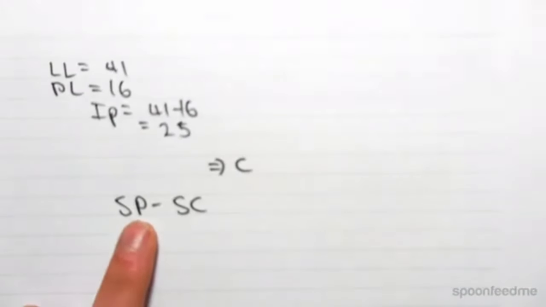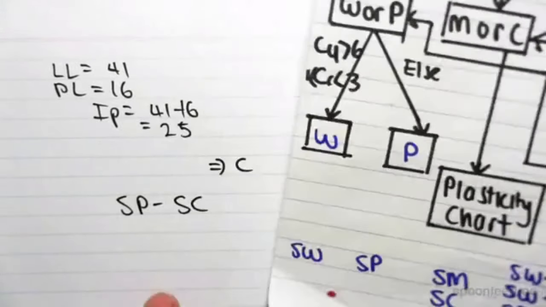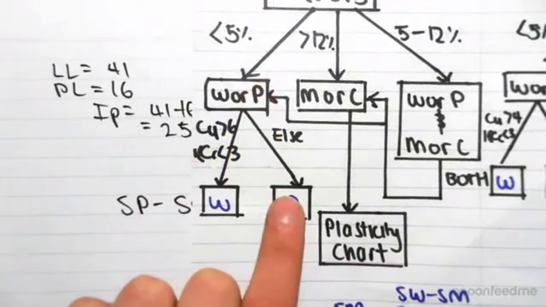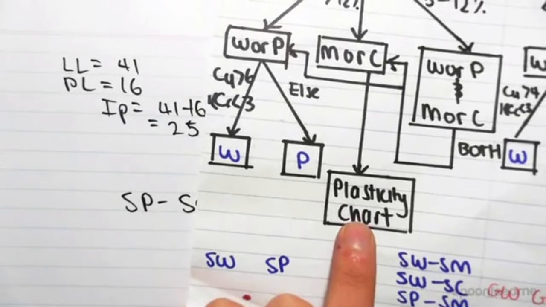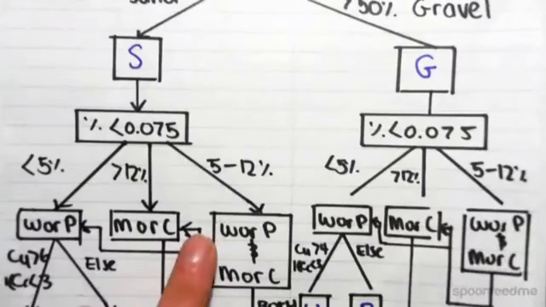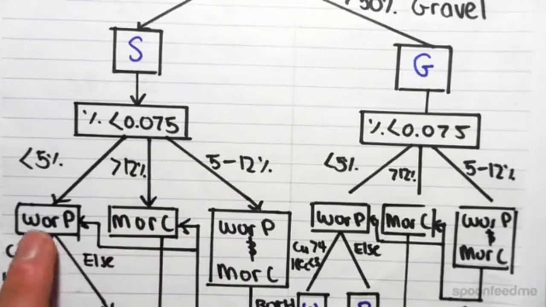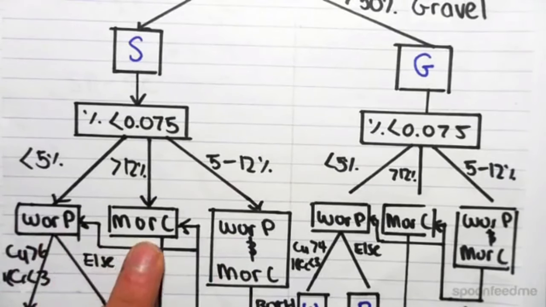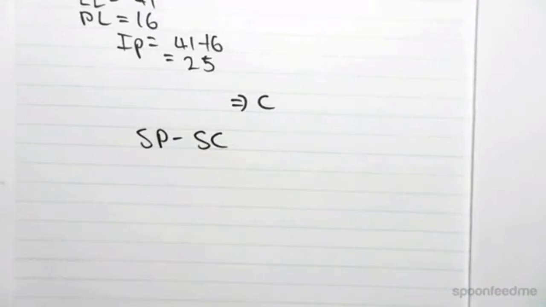So this answer has dual symbols, where we picked up the S at this stage, and we picked up the P down here, and we picked up the C down from the plasticity chart. Okay, so just to quickly revise, the new thing we learned here was that when you were between 5 and 12%, we had to look at both W or P and M or C, and we get dual symbols such that our final answer will look like SPSC.